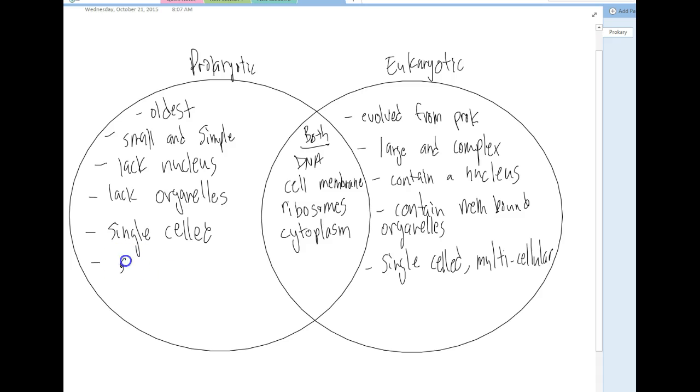They have a single circular chromosome, whereas eukaryotic cells, they contain kind of straight or linear chromosomes, many of them.